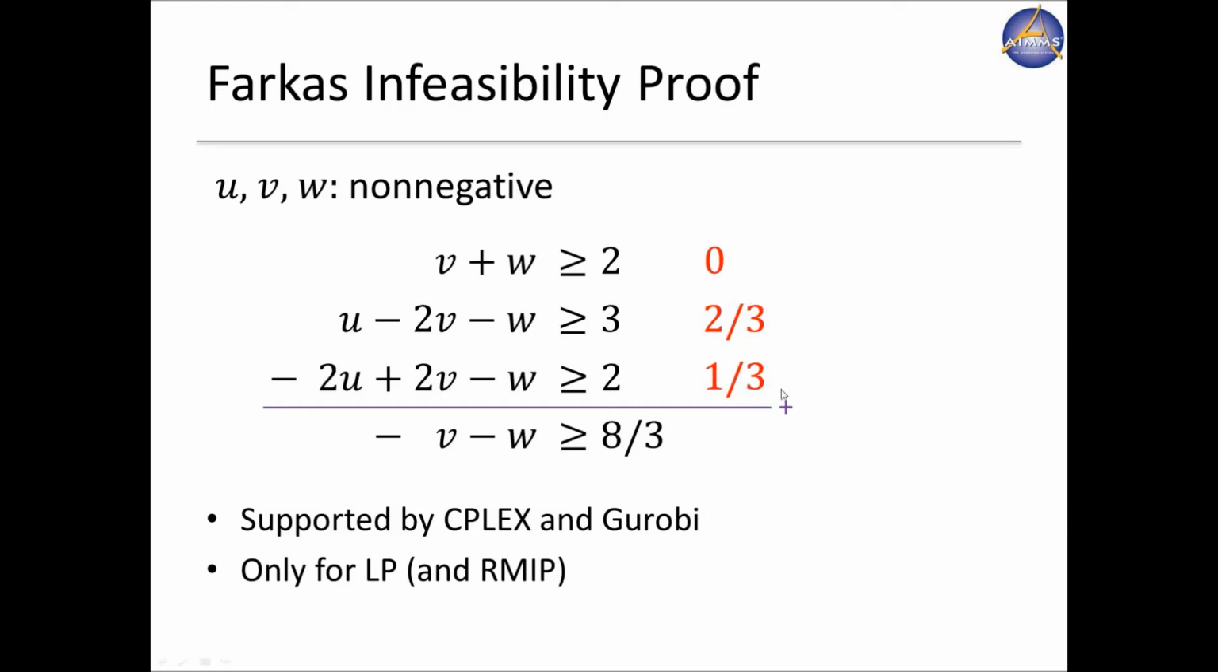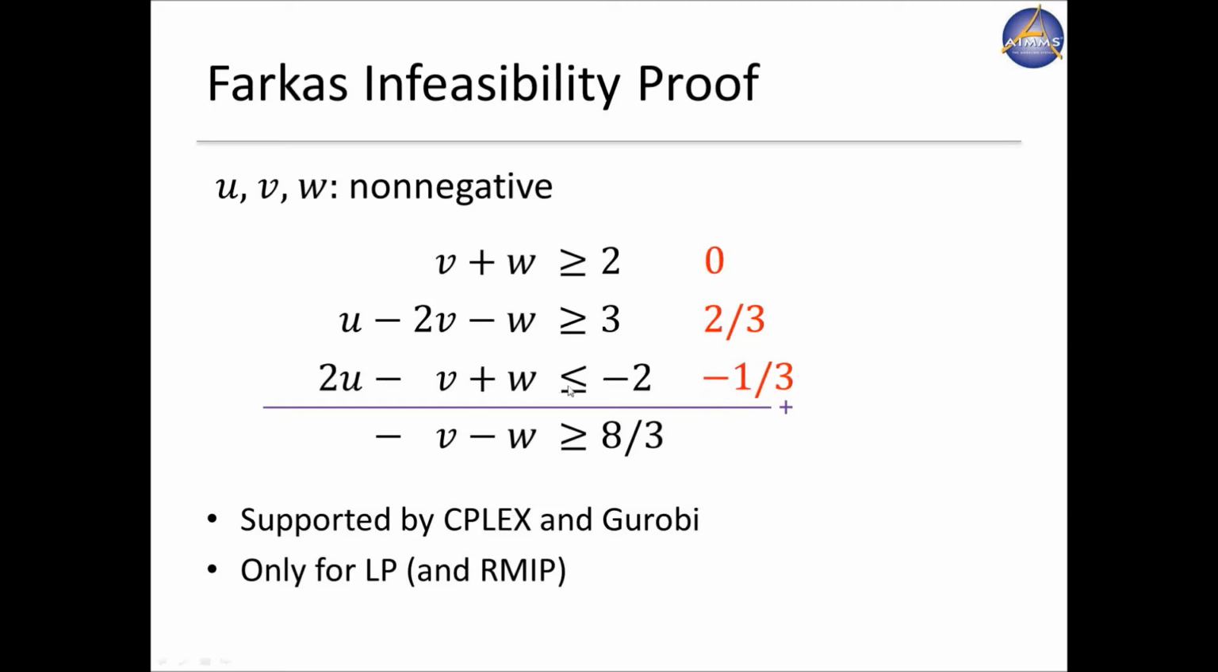The coefficients that are non-zero are the ones that are part of the system of constraints that cause the infeasibility. So in this case, the first one is not part of it because it has a coefficient 0. Unfortunately, this is only available for LP problems and for Lex-MIP problems, so not for MIP and not for nonlinear problems.